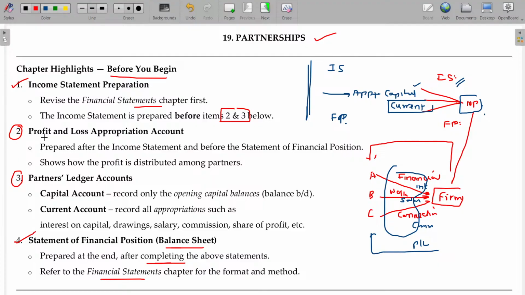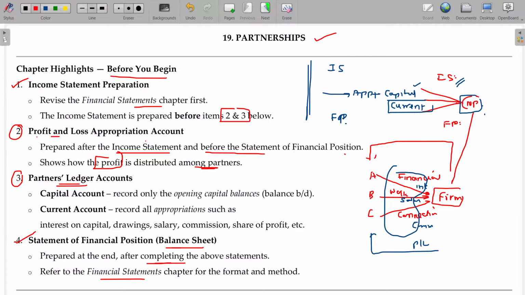Step number 2 is all about the profit and loss appropriation account. How the profit is shared among all the partners will be shown here, which is called the profit and loss appropriation account. It is prepared after the income statement but before the statement of financial position, and shows how the profit is distributed among the partners. This will be the main work we do here. Then we'll move on to the partners' ledger accounts.